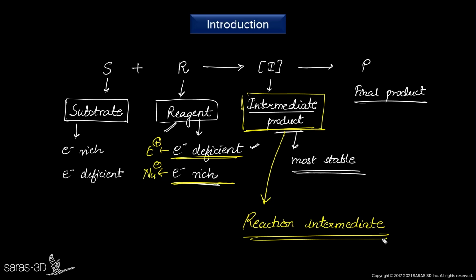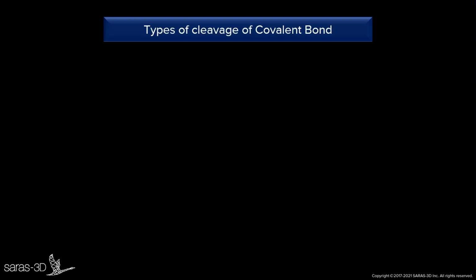And what are we going to actually talk about in detail today? We're going to look at these reaction intermediates, which are carbocations, carbanions, free radicals, and carbenes. But before we get into the details of the types of reaction intermediates, let us just first understand what kind of cleavage can take place in a covalent bond. So let's start with the types of cleavage of covalent bond.